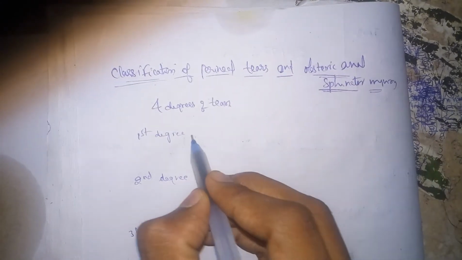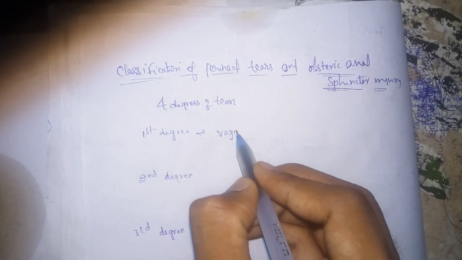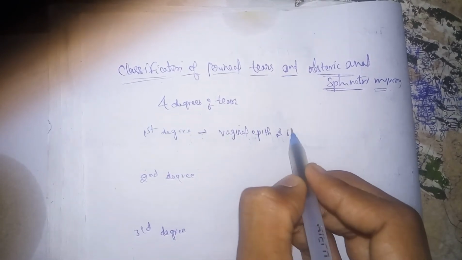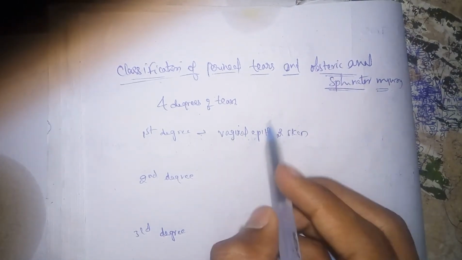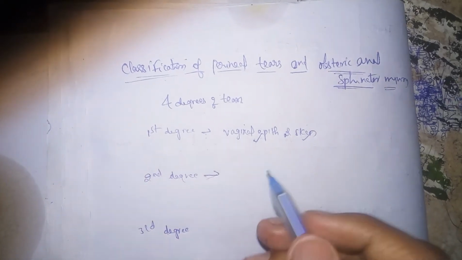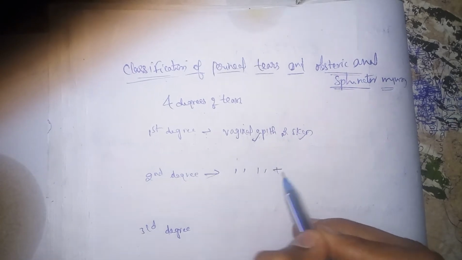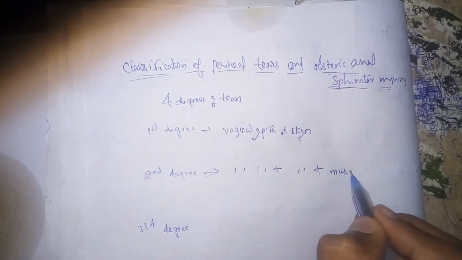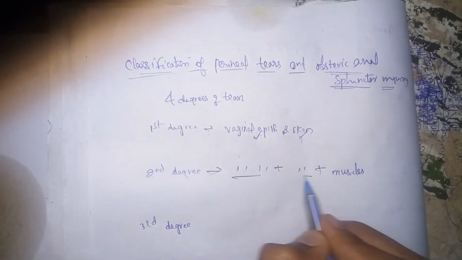In first degree, there is a tear involving the vaginal epithelium or skin. In second degree, there is a tear involving the vaginal epithelium and skin plus a tear involving muscles. Okay, 3 things are involved: vaginal epithelium, skin, and muscles.